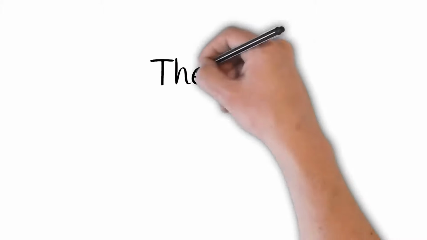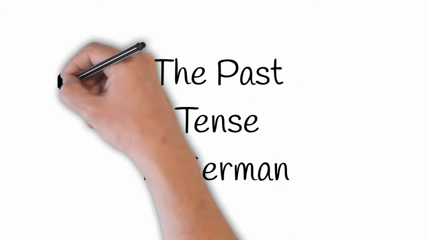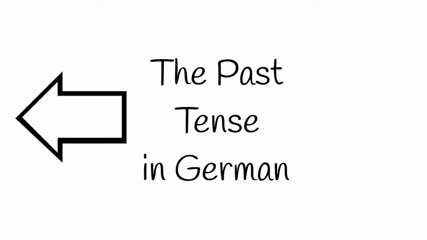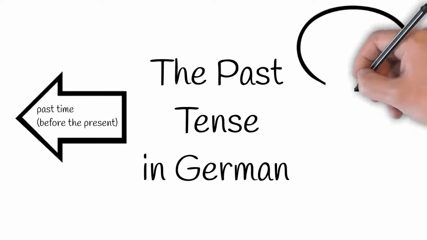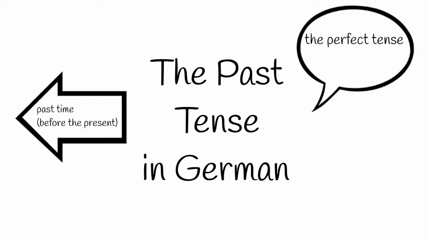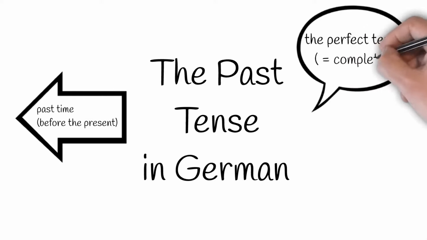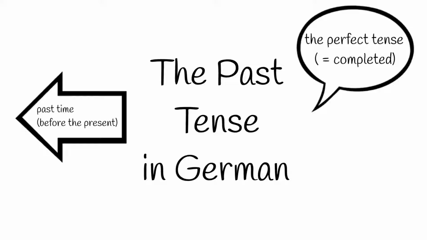In this video, we're learning about the past tense in German, which simply refers to events that have happened in past time, that is, before the present. Now, this is actually called the perfect tense in German. That's a bit confusing, but perfect refers to things that are completed. But we're simply going to call it the past tense because it's the most commonly used and most important way of talking about things that have happened in the past in German.